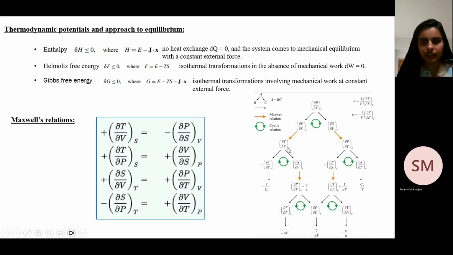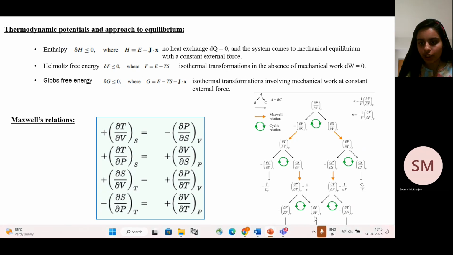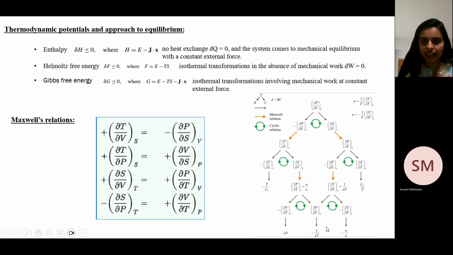This is how you can use the different Maxwell's relations and the cyclic relations to start from, say, del P del V at constant entropy. If you have to measure these quantities, you can use the Maxwell's relations and the cyclic relations as shown here, and then you get to some terms. So you can express this in terms of these terms, which are measurable. Here you have volume, and here you have the expansivity and the compressibility, which are measurable. In that way, any quantity can be expressed in terms of measurable quantities, and there comes the major use of Maxwell's relations.